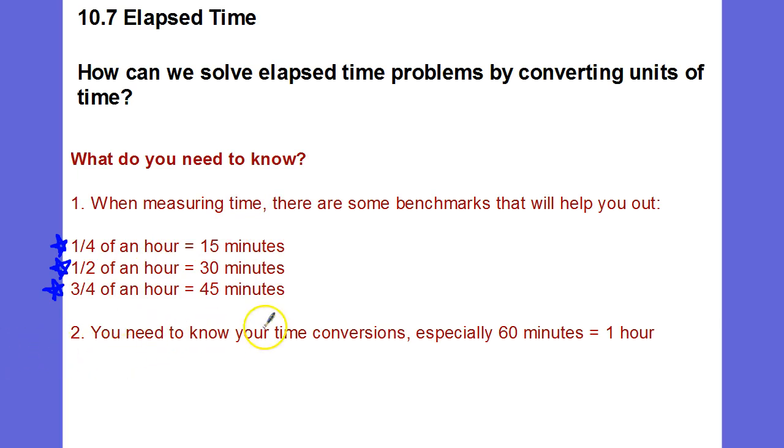The second thing that you really need to know is your time conversions. But the biggest one that you'll be responsible for is 60 minutes equals 1 hour. You need to be able to remember that because once you add up the minutes, you may have more than 60 minutes, which means that there's more than an hour there, so you'll have to convert it to hours and minutes instead of just minutes. Alright, well let's try a couple of problems together.